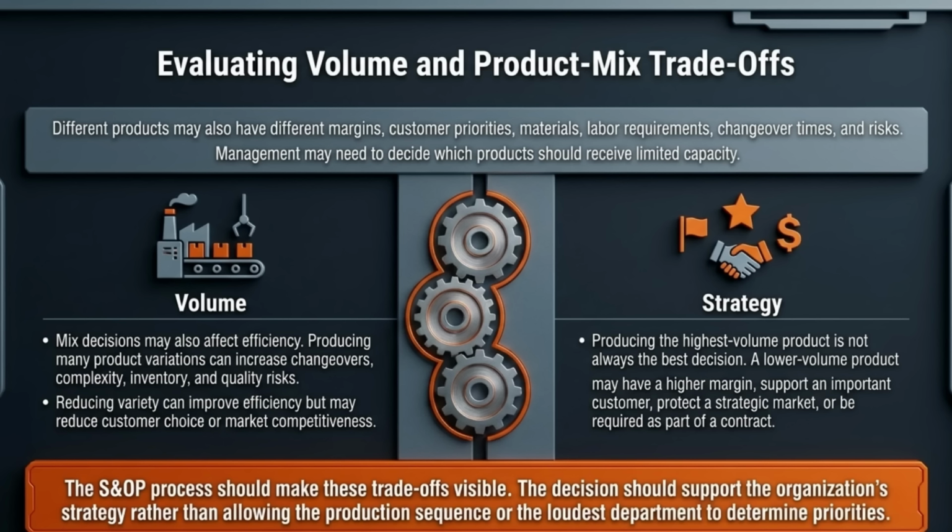Mix decisions may also affect efficiency. Producing many product variations can increase changeovers, complexity, inventory, and quality risks. Reducing variety can improve efficiency, but may reduce customer choice or market competitiveness. The S&OP process should make these trade-offs visible. The decision should support the organization's strategy rather than allowing the production sequence or the loudest department to determine priorities.